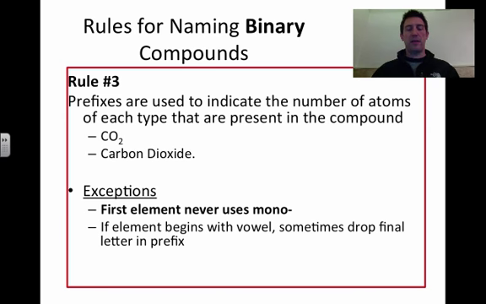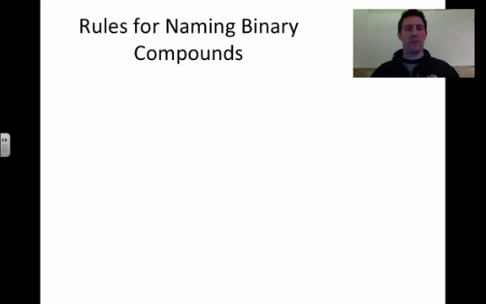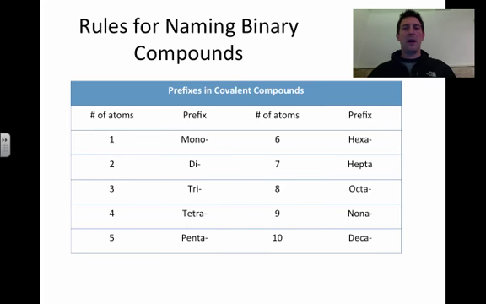If the element begins with a vowel, sometimes drop the final letter in the prefix. That gets a little bit confusing. Generally, if it sounds funny when you're trying to name it, it probably is wrong. And with several of these examples, I think you'll start to get used to this whole naming process of putting prefixes on there.